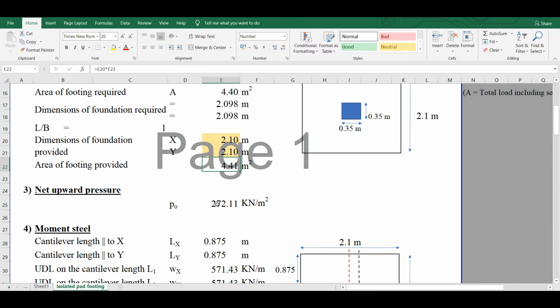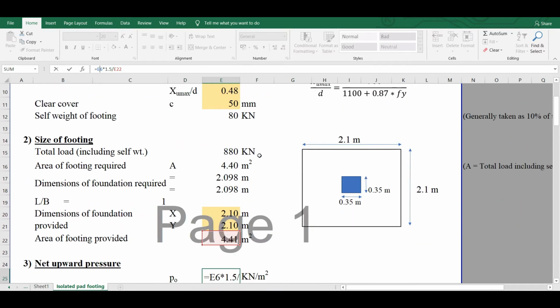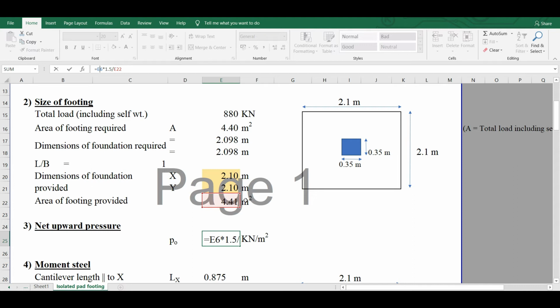The next step is to calculate the net upward pressure. So the formula for net upward pressure is equal to the factored load on the column divided by the area of the footing provided. So the factored load on the column will be 1.5 times 800, divided by the area of the footing provided, that is 4.41 meter square. So that is 272.11 kilonewton per meter square.